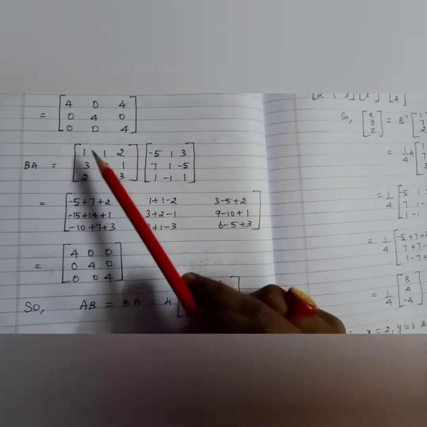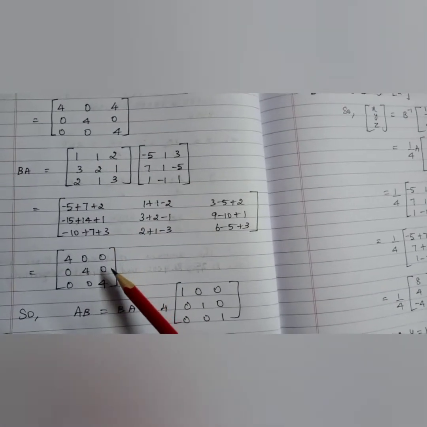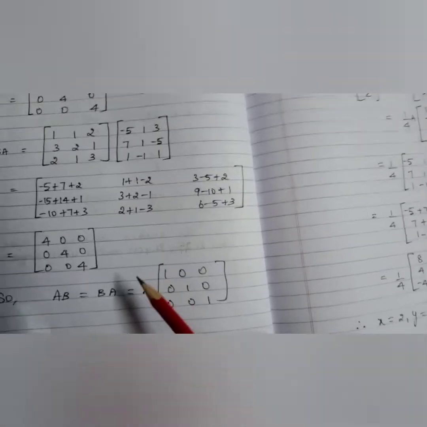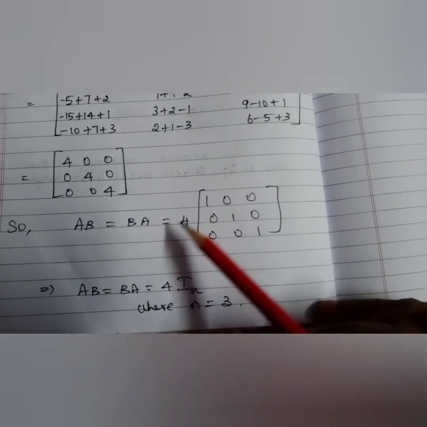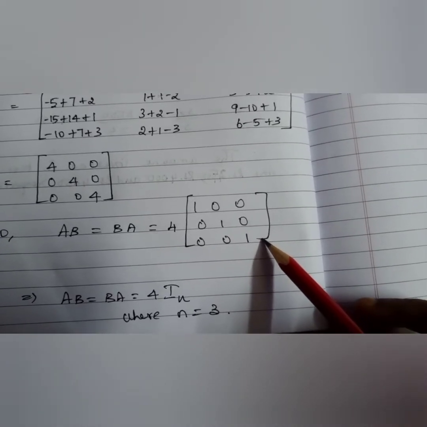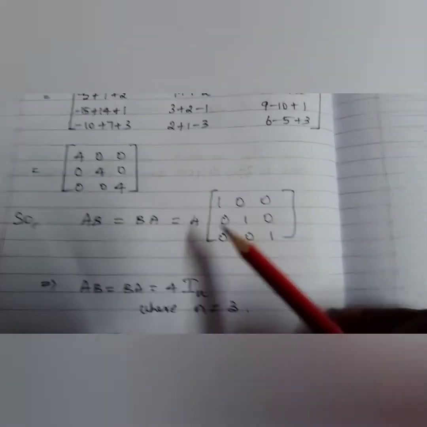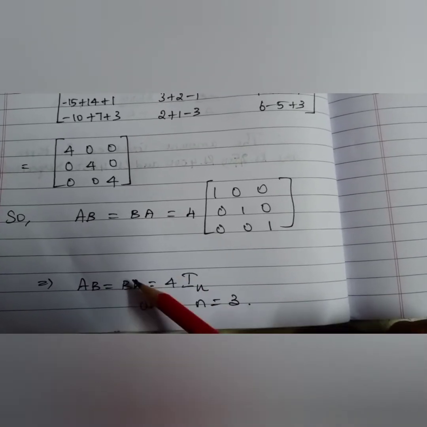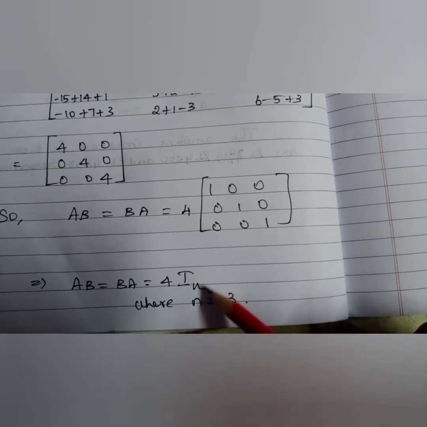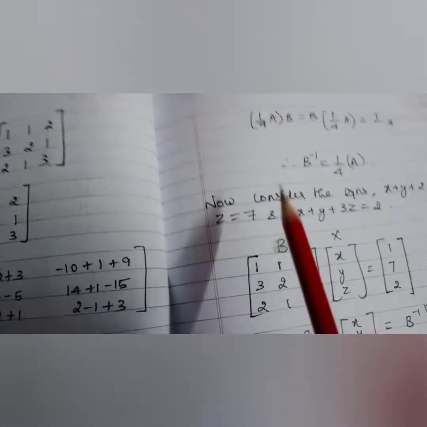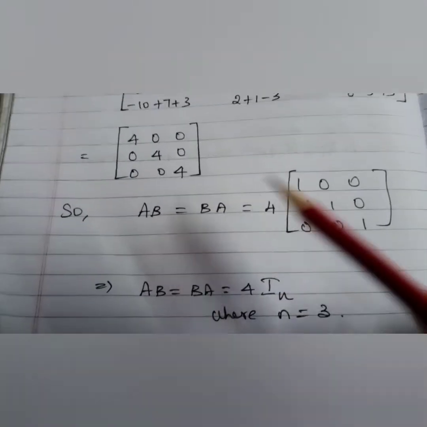Similarly, we will do BA. When I multiply BA also, I get 4 0 0, 0 4 0, 0 0 4. So AB is equal to BA is equal to, taking the 4 outside, nothing but the identity matrix of order 3. This is a 3 cross 3 matrix. You remember this property which we saw in the Gauss-Jordan method: AB is equal to BA is equal to 4 into I n, where n is the order of the matrix, which is 3.